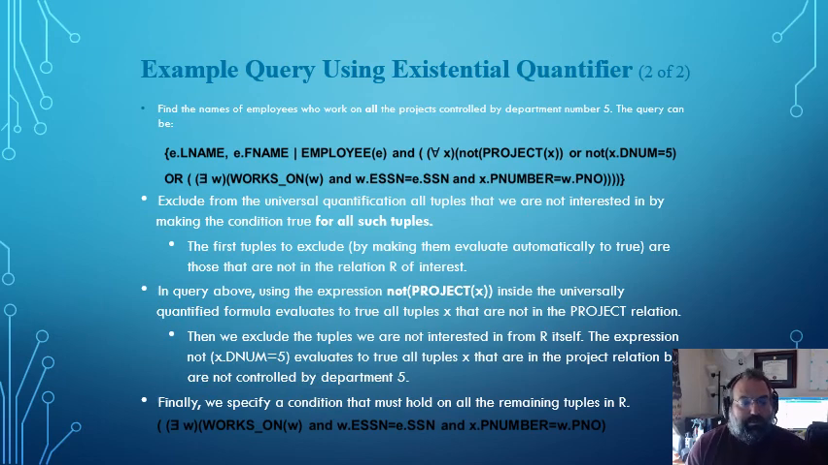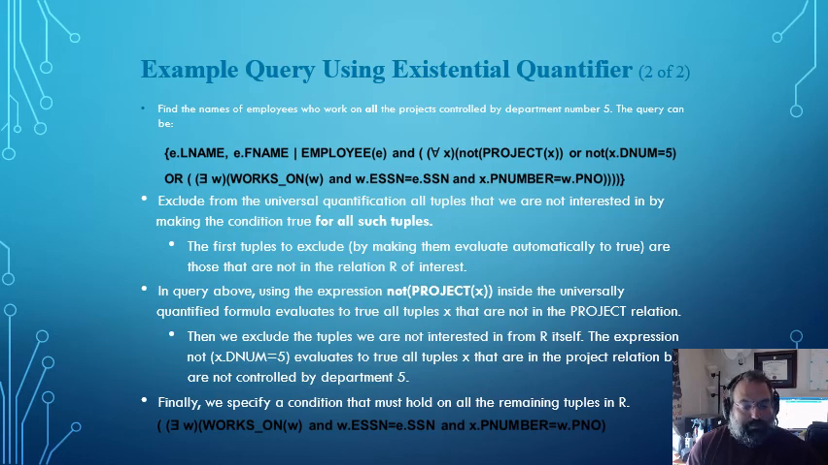Find the names of employees who work in all the projects controlled by department number 5. The query can be written as follows. Exclude from the universe quantifiers all tuples that we are not interested in by making the condition true for all such tuples.